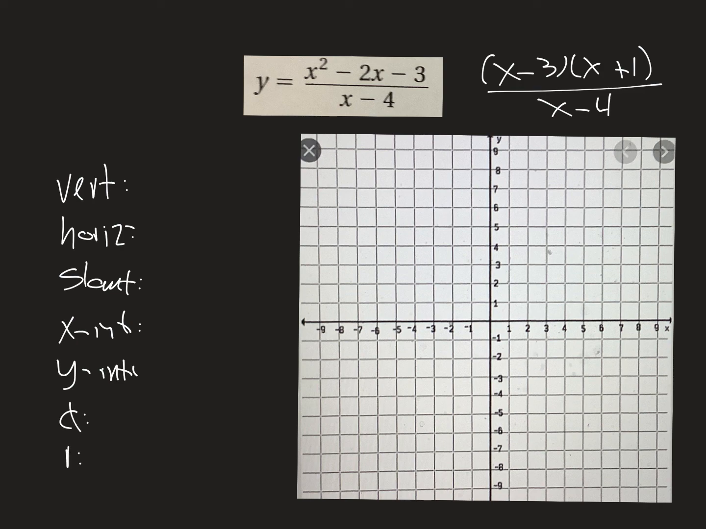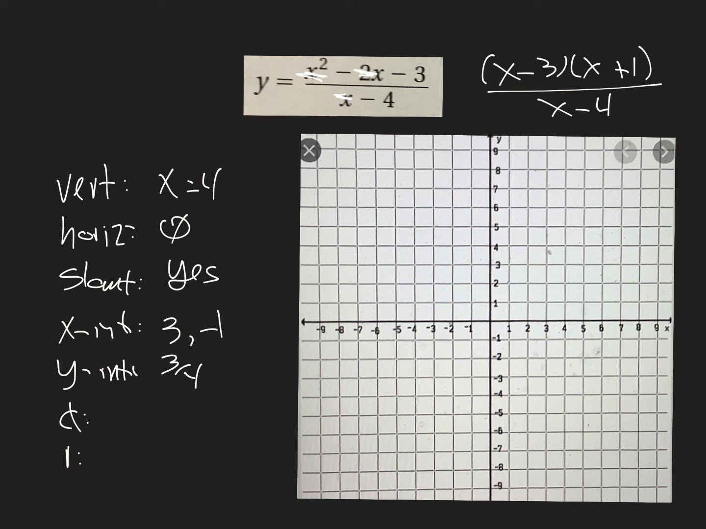Okay, so vertical is whatever makes the bottom 0, remember? X equals 4. Horizontal, this time the top degree is bigger than the bottom degree, so that means there's no horizontal. Because the top degree is 1 more, there is a slant. I'm just going to put yes, there is a slant. The x-intercept is whatever makes the numerator 0. There are 2 of them, 3 and -1. The y-intercept, remember, we're going to cover up the x's. So if I cover up the x's, that just leaves a -3 and a -4, which is positive 3/4. And I'm going to save the domain and range for after I fix my graph.